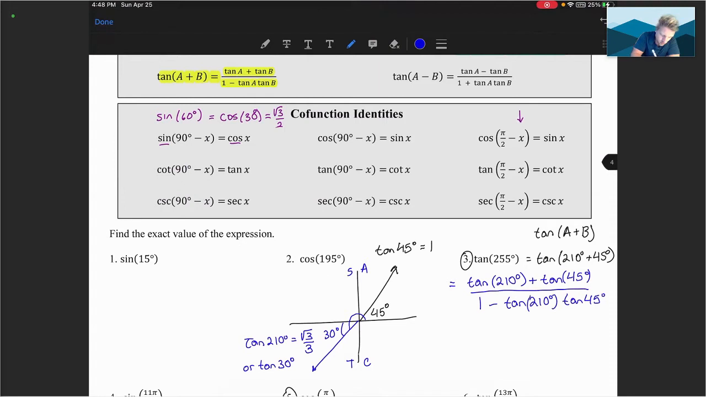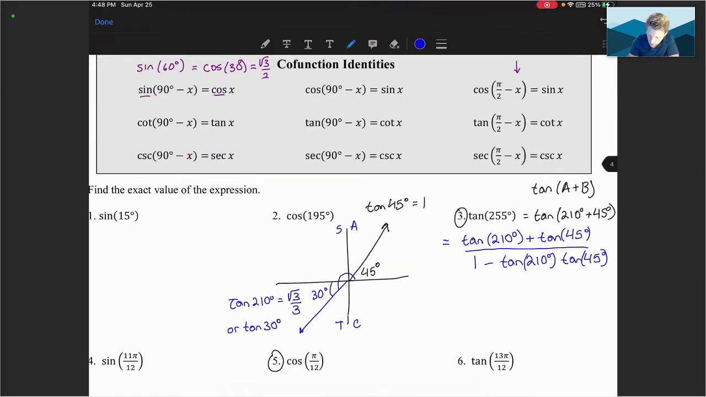And we know the values of these results, so we just need to place them where they belong. So tangent of 210 is square root 3 over 3. We'll have plus 1. And then we'll divide by 1 minus the square root 3 over 3 times 1.